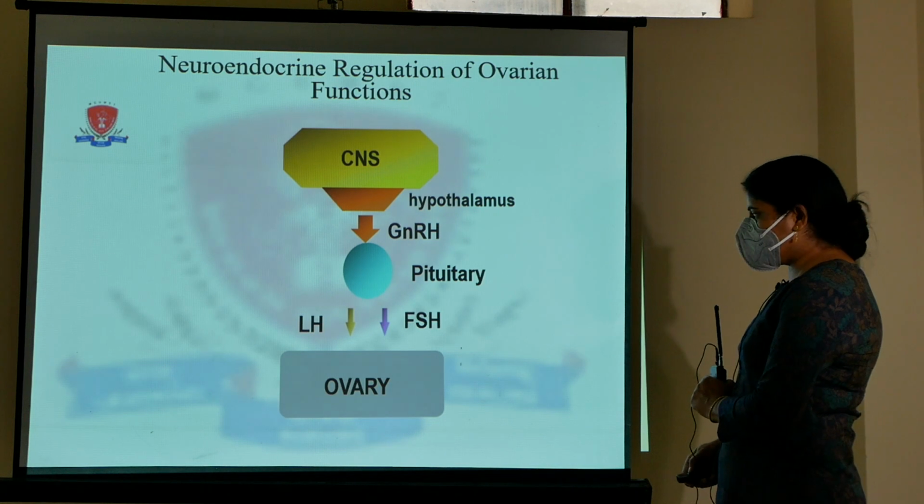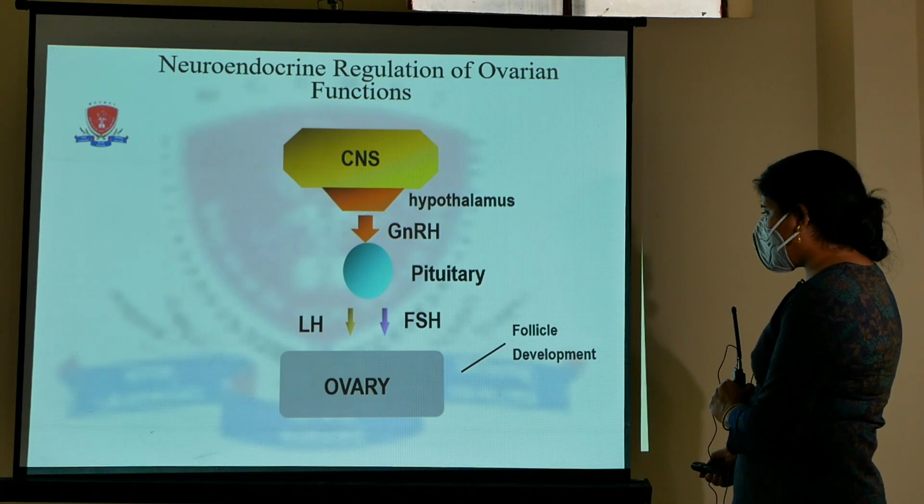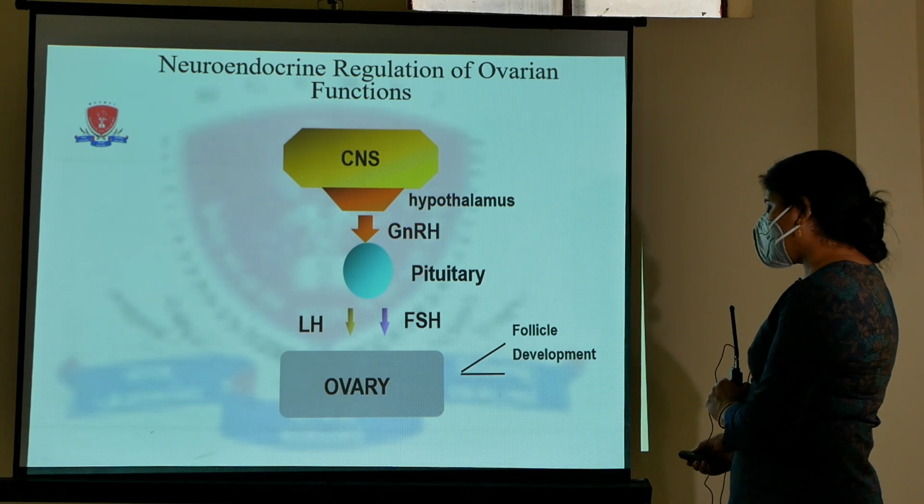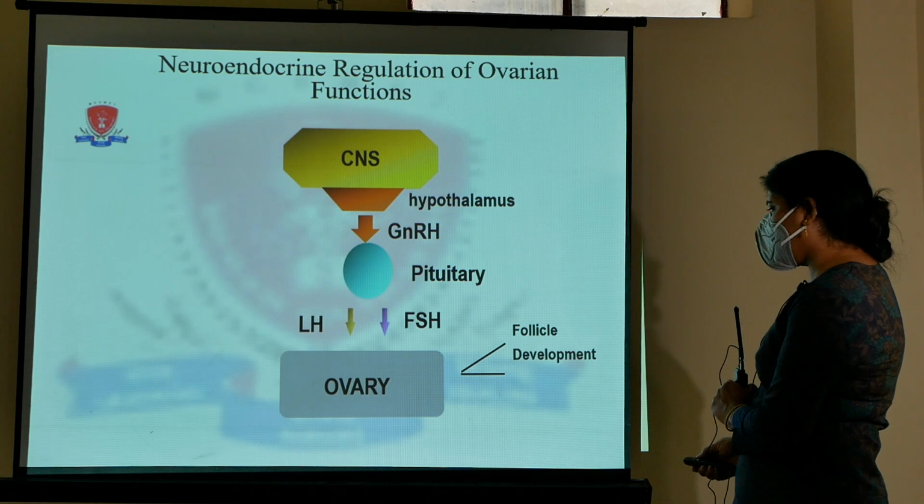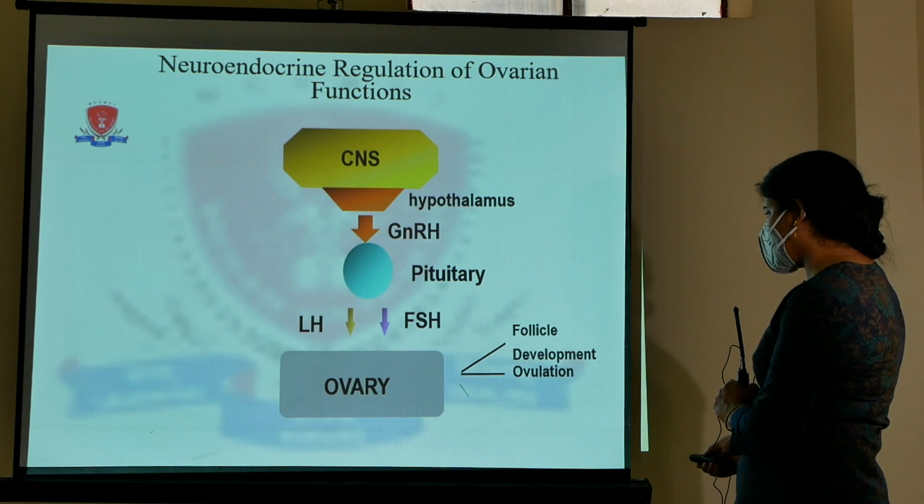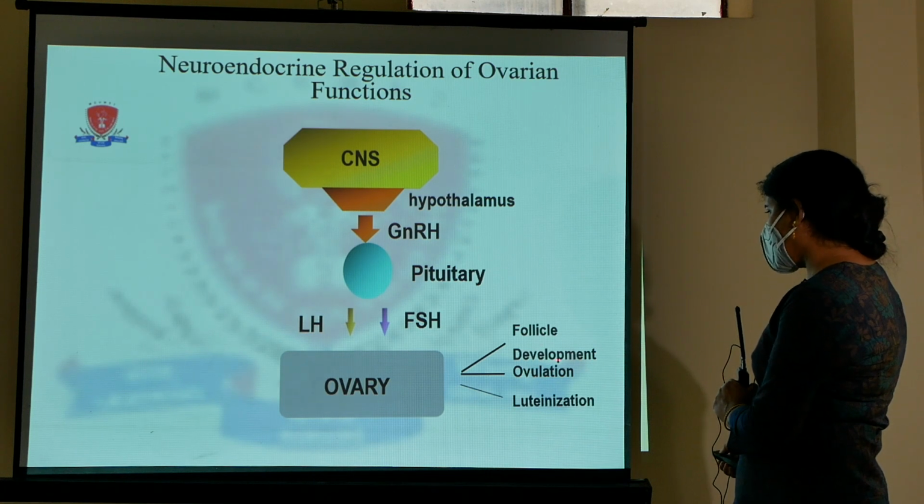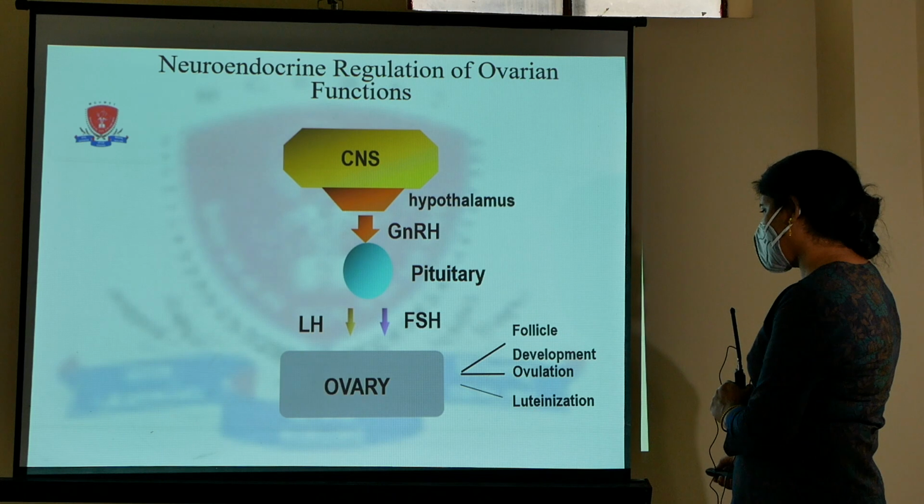If the ovum released is fertilized, then the growth and the development of the fetus and embryo will take place. If the fertilization does not take place, then there will be menstrual bleeding and the menstrual cycle will take place. Okay, follicle development, ovulation and luteinization.